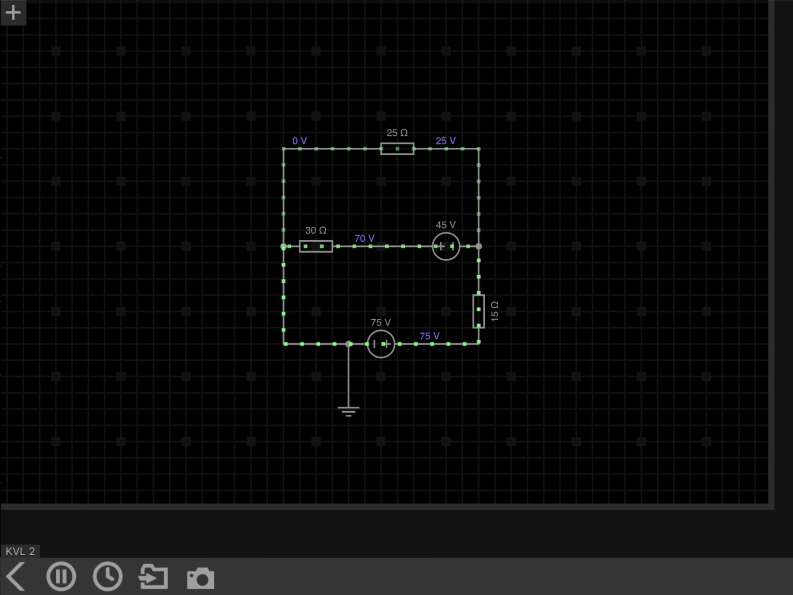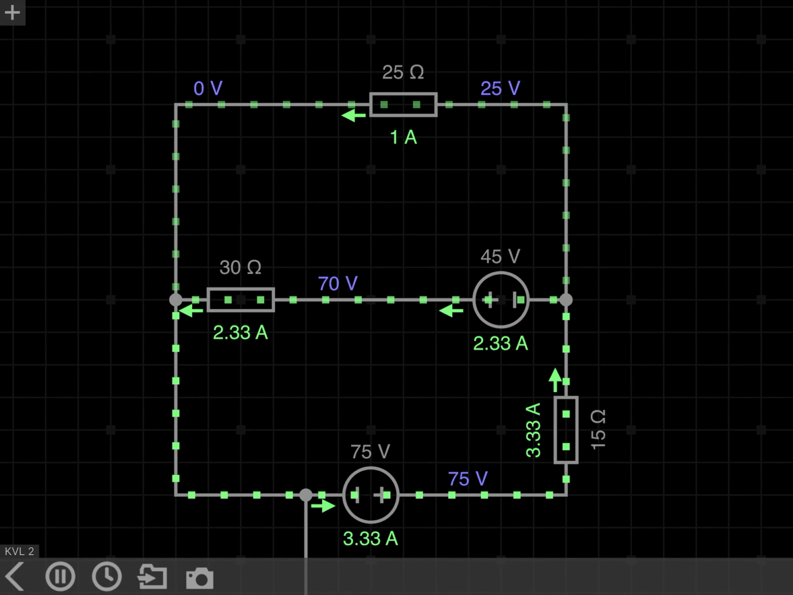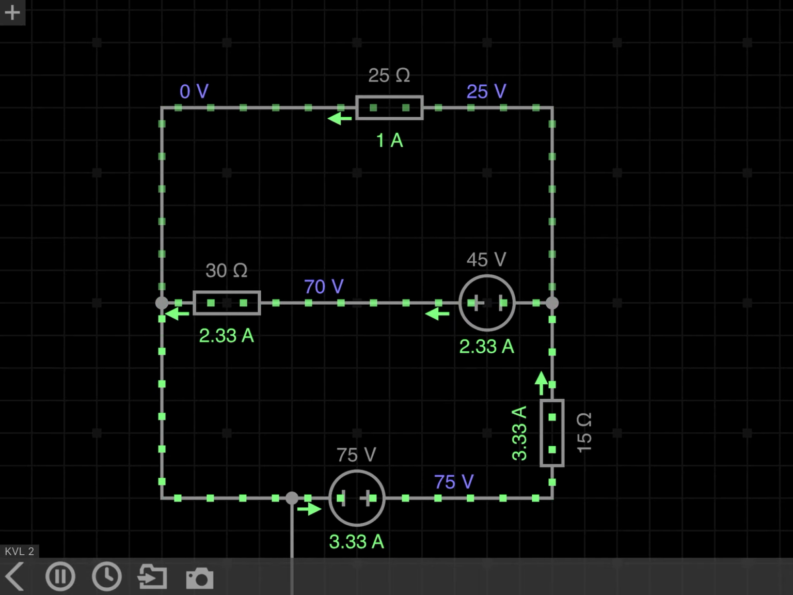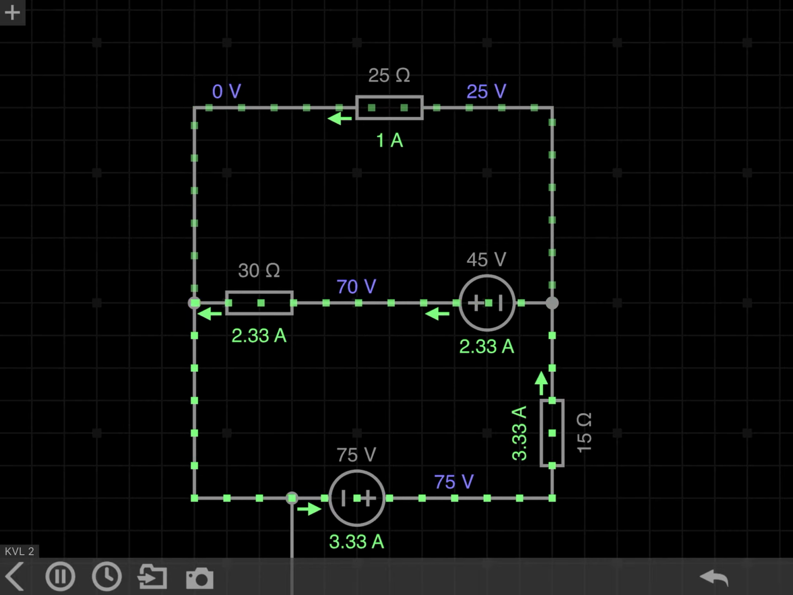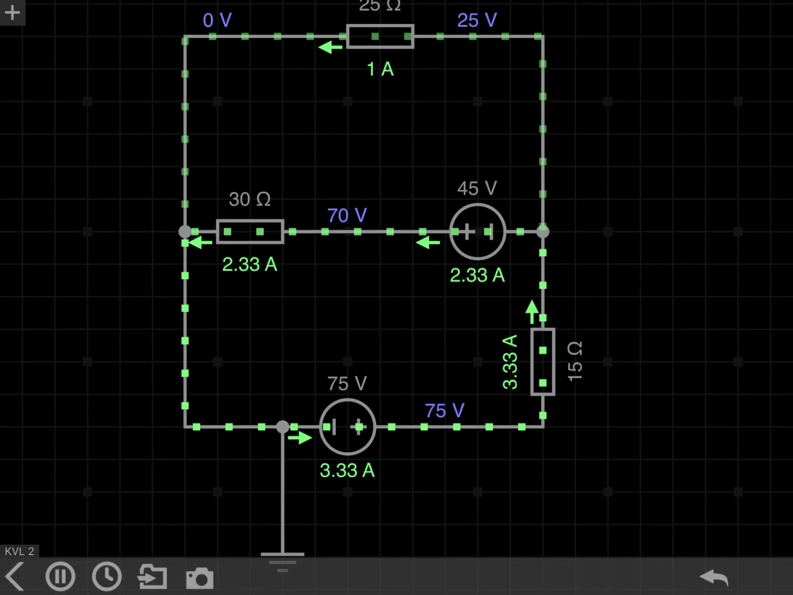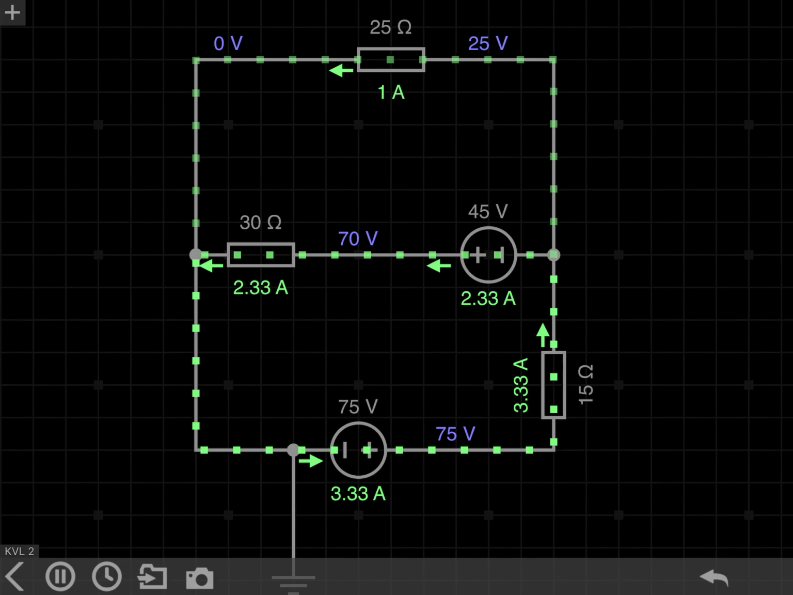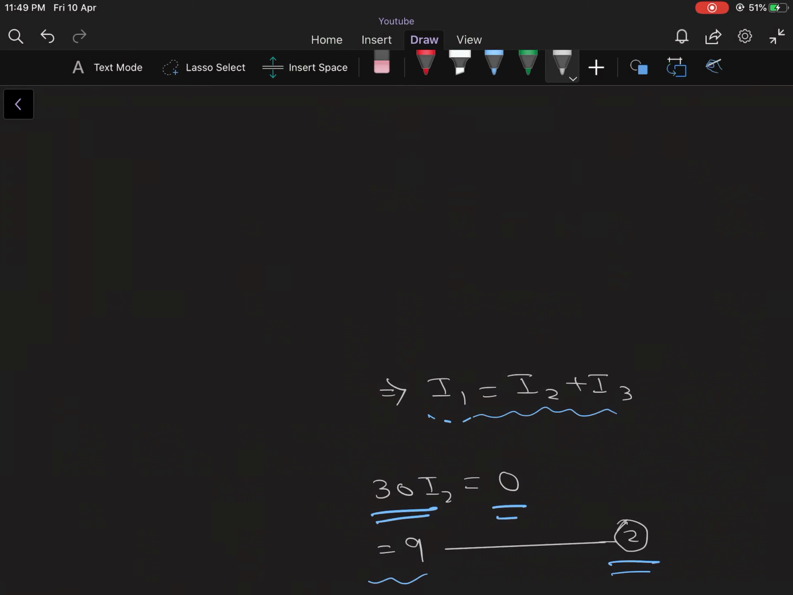Yeah, this is the circuit in our example 2. We can see on the 25 ohm, 1 ampere current is going, in the direction of the arrow given. We can also see the current through the 30 ohm is 2.33, that is our I2, and I3 is 3.33 ampere, and the direction of current is also given. So the problem we did is right.